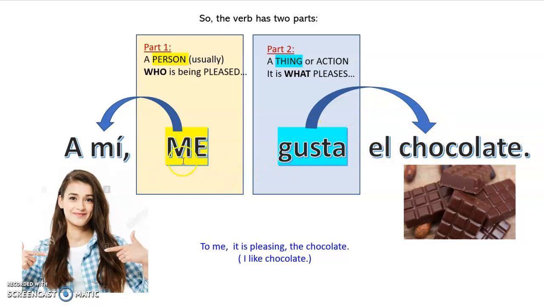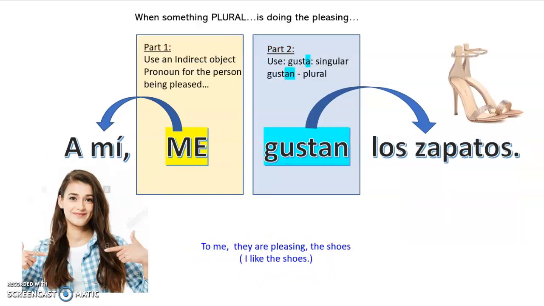So I would say, me gusta el chocolate. I could emphasize, it's redundant, but I could say, a mí me gusta el chocolate. Literally, I'm saying, to me, it is pleasing, the chocolate. We translate it, I like chocolate.